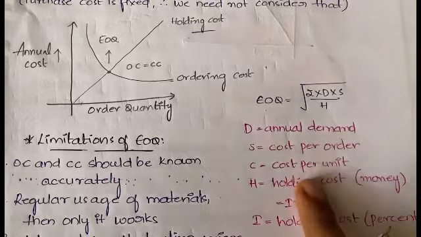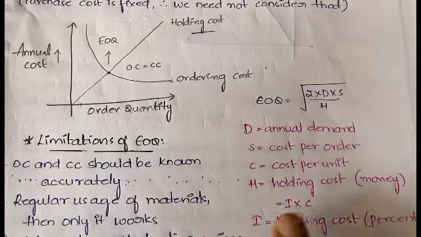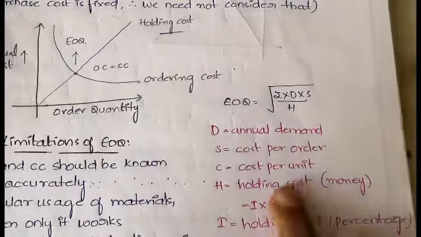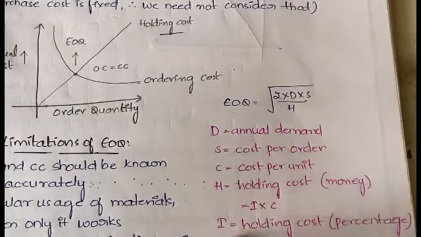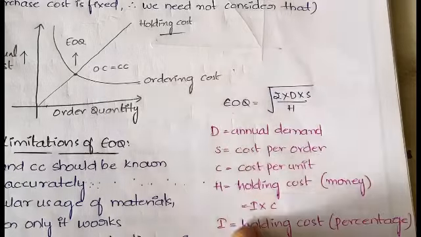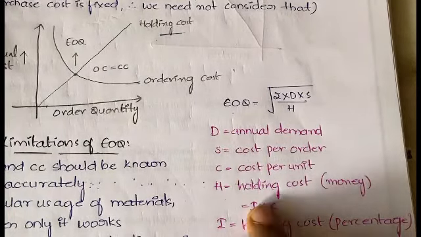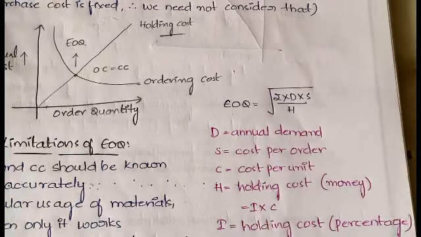And C is cost per unit, and H is the holding cost in terms of money, and I is the holding cost in terms of percentage. Okay, there is a difference between H and I. Both of them are related to holding cost, of course, but H is in terms of money, I is in terms of percentage. You can get the value of H by I times C. If H is not given to you, but I and C are given, then I times C will give you H, and then you need to substitute here, and you will get the EOQ, how much quantity you need to order, right?